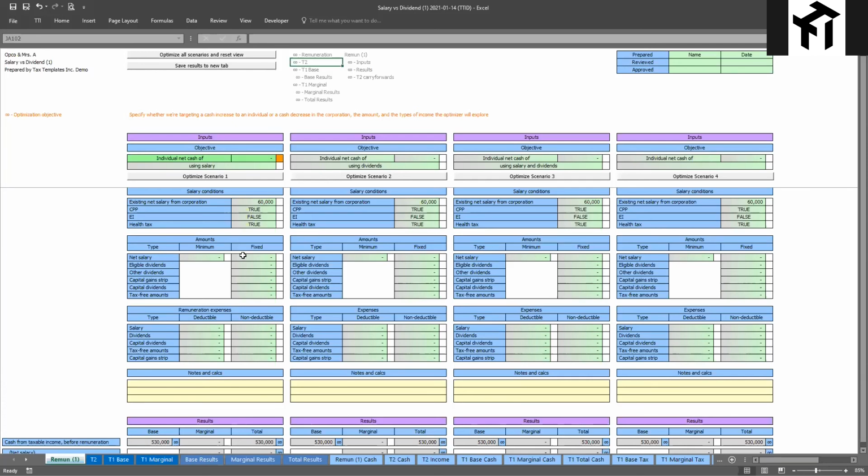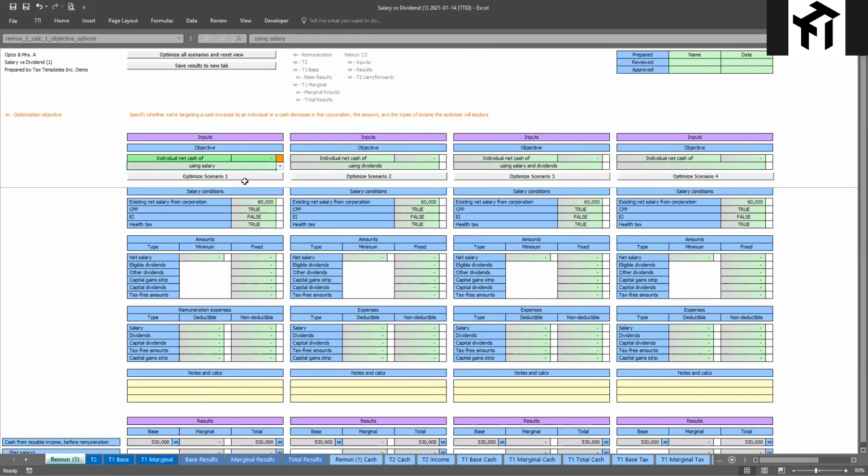solved. So in this worksheet, there are 2 things that we can solve for. We can either target individual net cash or we can target corporate net cash. In a moment, I will explain the difference between those 2 and why they're important. Another thing we can do in the worksheet is decide what it is that we'd like to solve. You will see there are lots of options in the drop-down menu that you can choose from, but we do have some defaults already set for you.